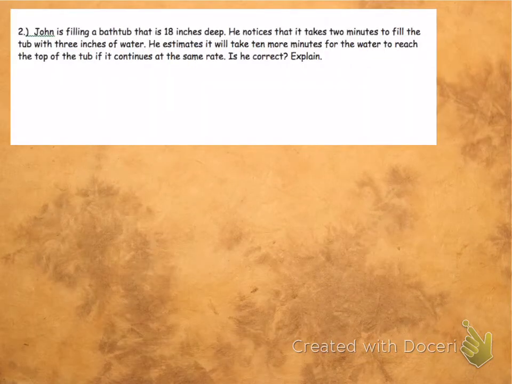For the next situation, we have John filling a bathtub that's 18 inches deep. He notices that it takes 2 minutes to fill the tub with 3 inches of water. So that's our first mention of a relationship or rate: 2 minutes for 3 inches of water. He estimates it will take 10 more minutes for the water to reach the top of the tub if it continues at the same rate. Is he correct? And we want to explain that.